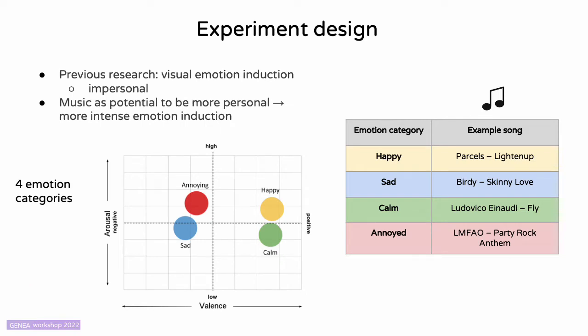Due to the still inconclusive results and the fact that most previous research focused generally on visual emotion induction, we wanted to think of an experiment design where the stimuli were more personal and thus hopefully stronger in their emotion induction. For this, we used music. We let participants choose the songs they would have to listen to for each of the 4 emotion categories. We chose 4 emotions as they seem to all cover one of the 4 possible valence arousal combinations: annoying, happy, sad, and calm. On the right, you can see an example of 4 songs that different participants chose for the different emotions.